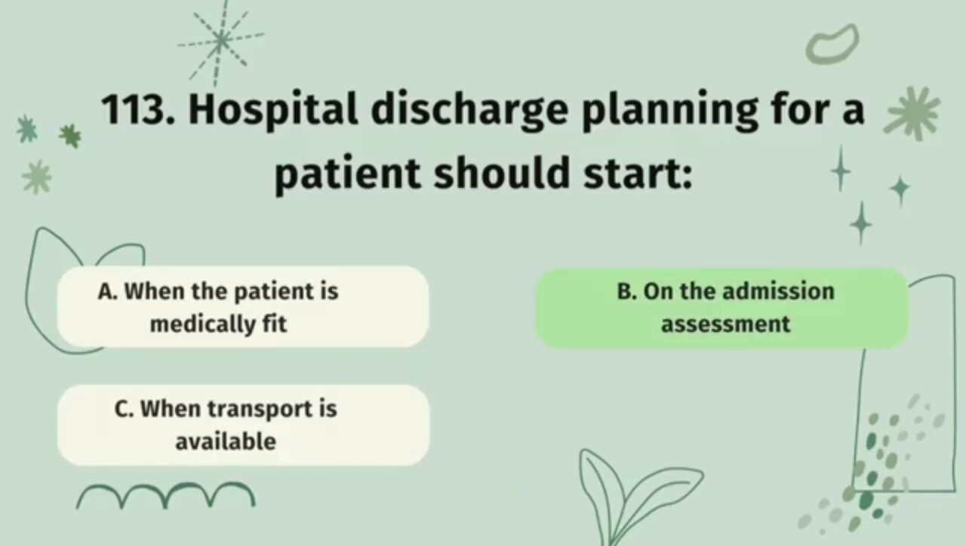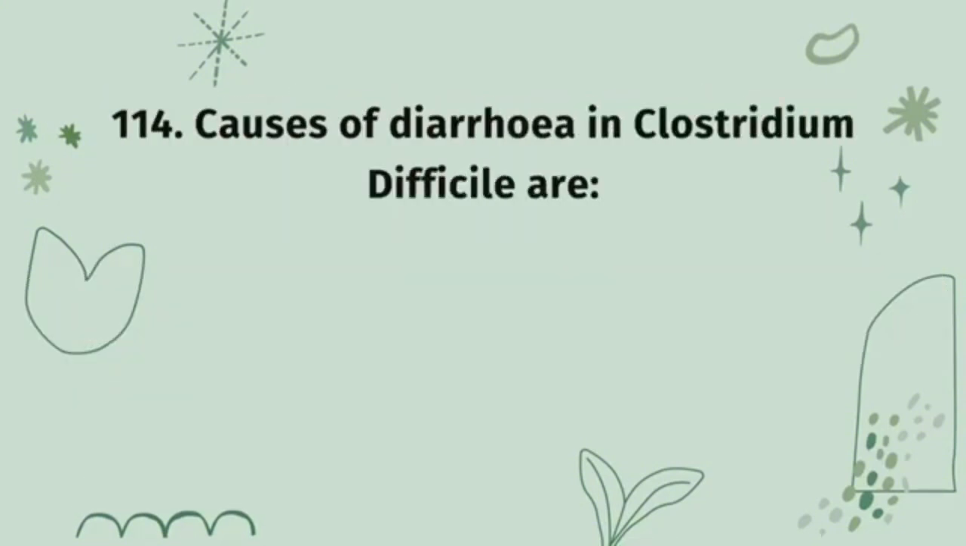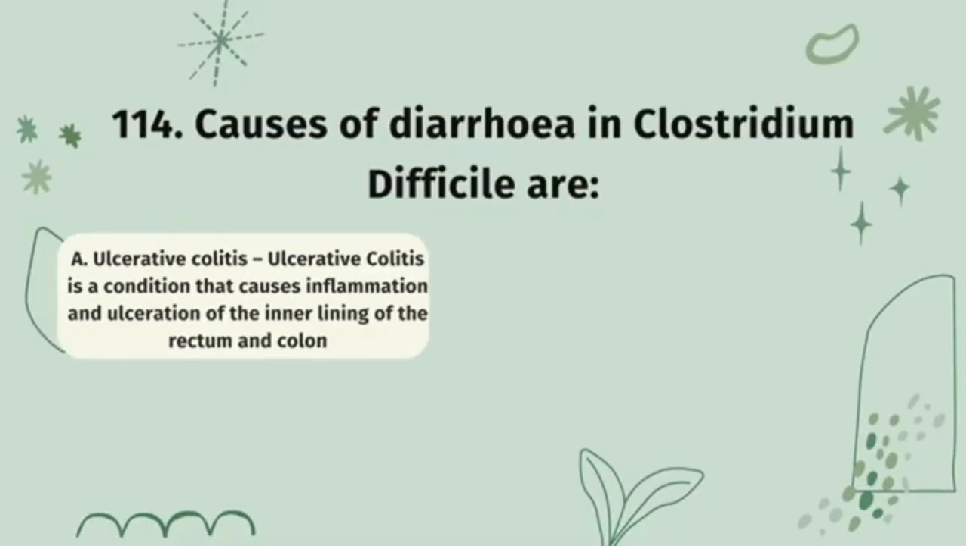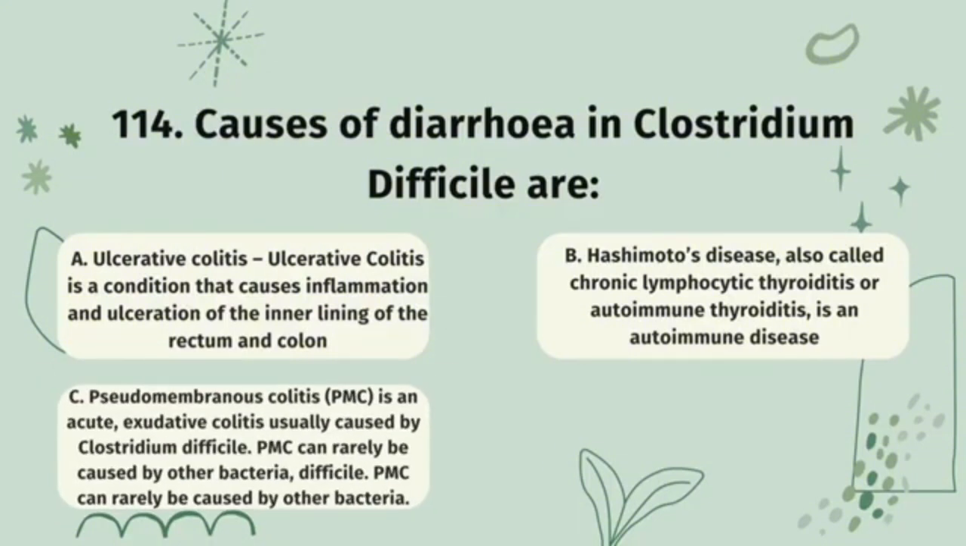The correct answer is B. Question 114. Causes of diarrhea in Clostridium difficile are: Option A. Ulcerative colitis is a condition that causes inflammation and ulceration of the inner lining of the rectum and colon. Option B. Hashimoto's disease, also called chronic lymphocytic thyroiditis or autoimmune thyroiditis, is an autoimmune disease. Option C. Pseudomembranous colitis is an acute exudative colitis usually caused by Clostridium difficile.